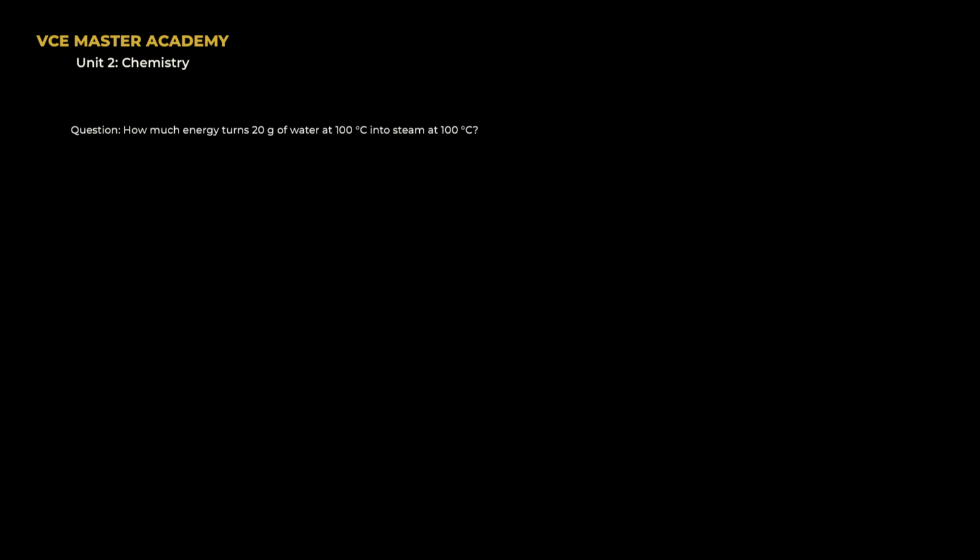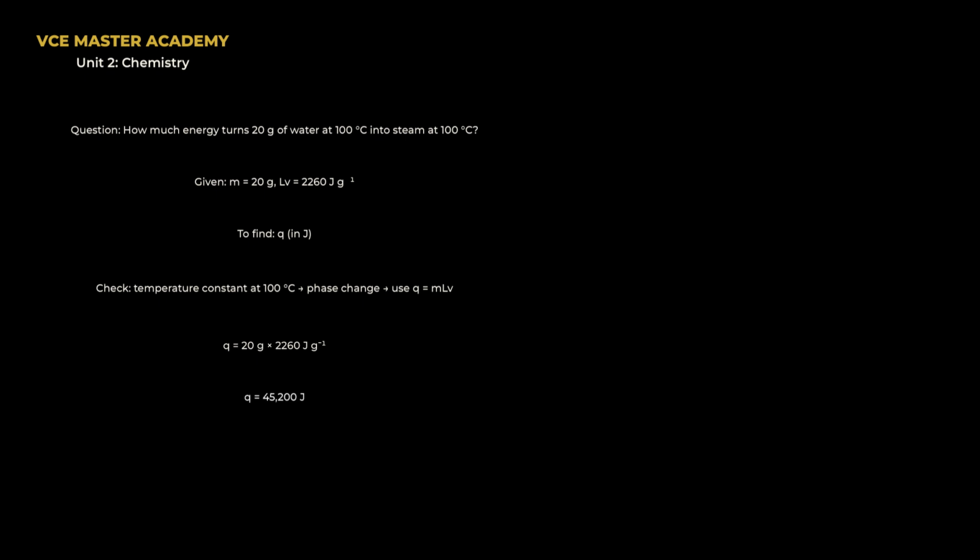Second type. 20 grams of water, already at 100 degrees, turning completely into steam, still at 100 degrees. How much energy? Given. Mass, 20 grams. We're vaporizing, so it's LV this time, 2,260 joules per gram. We want Q. Thermometer check. Starts at 100, ends at 100. Flat. Phase change. Q equals MLV. 20 grams times 2,260 joules per gram. Grams cancel again. 20 times 2,260 is 45,200. So 45,200 joules. That's 45.2 kilojoules.